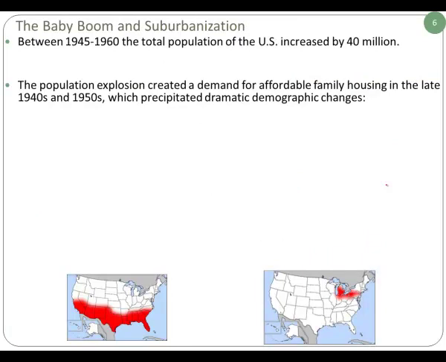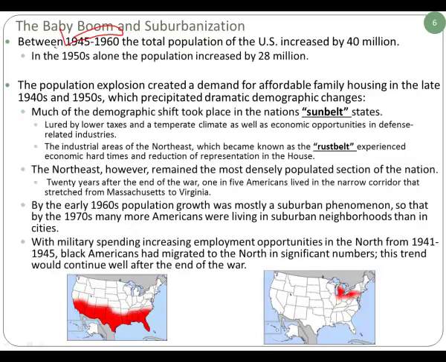Baby boom. How many of your parents do you know were born during this time period? Right at 1960. Okay, not many. This is going to become fewer and fewer. My parents were. They're baby boomers. During this time period, the population increased by 40 million citizens. In the 1950s, of that 40 million, in a decade, 28 million people are born. That is a phenomenal birth rate.